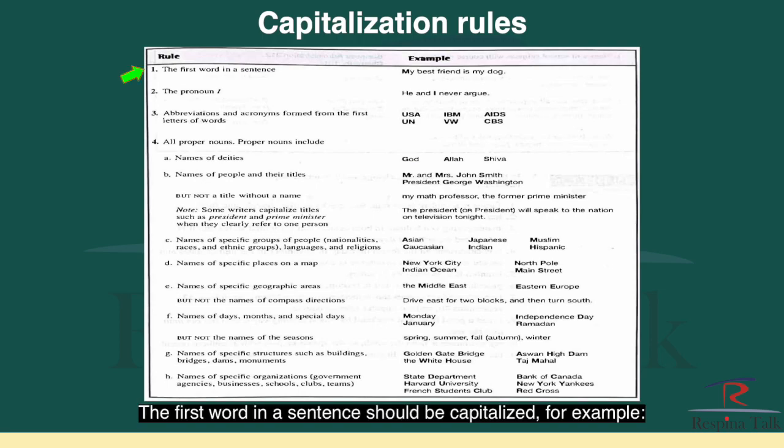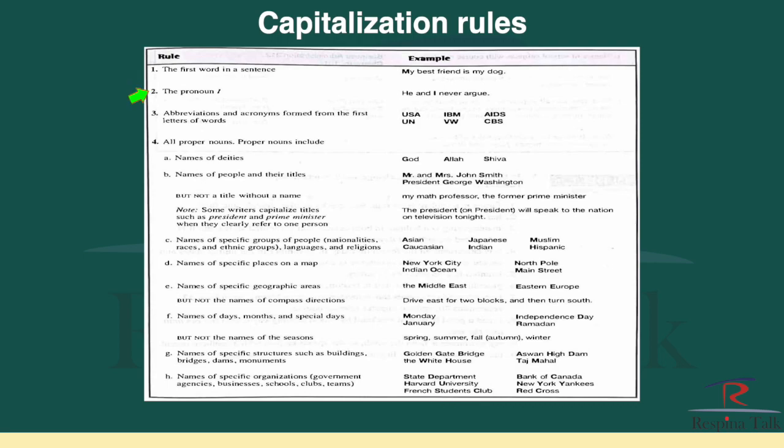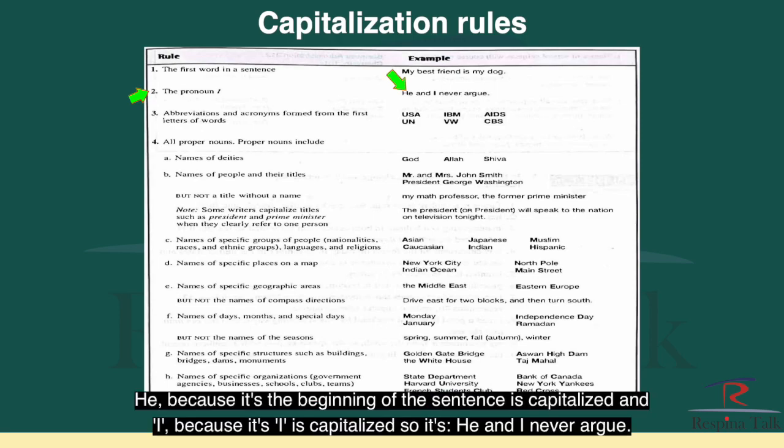The first word in a sentence should be capitalized. For example, my best friend is my dog. Also, the pronoun I should be capitalized. So every time you write I, make sure you capitalize it. So here, he, because it's the beginning of the sentence, is capitalized, and I, because it's I, is capitalized. So it's he and I never argue.